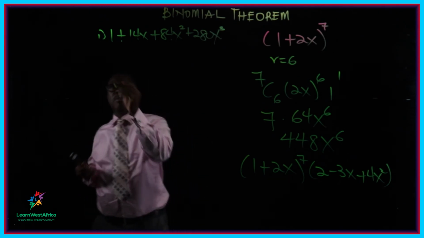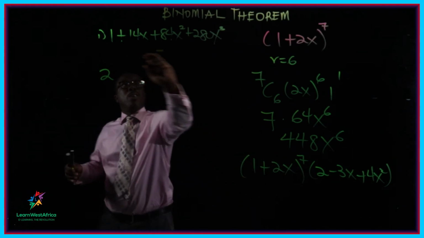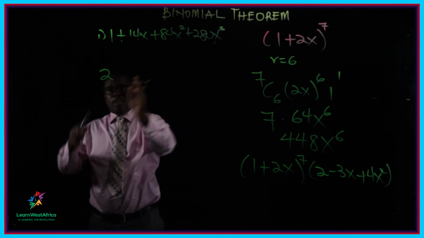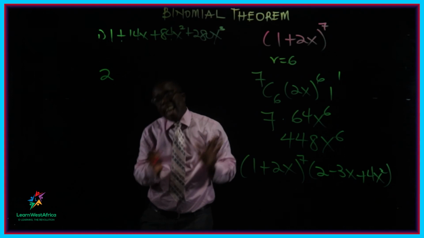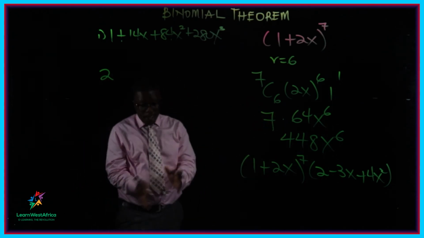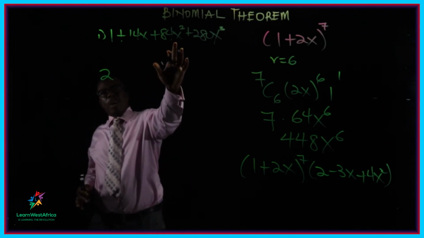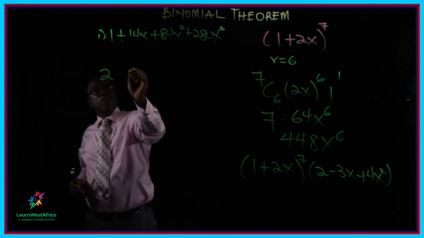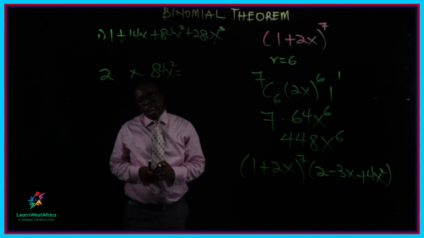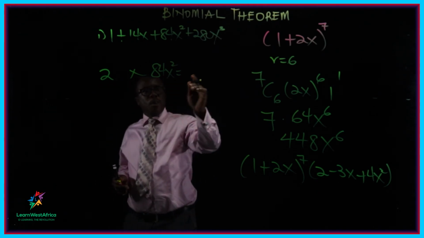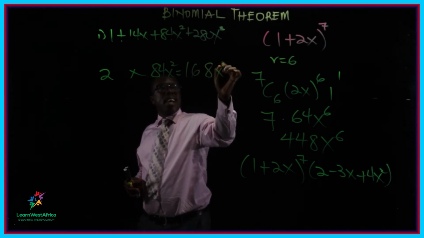So let's take 2. Since 2 has to multiply a component in the expansion, which of these terms will we multiply by 2 to produce an x squared term? That's what we want, an x squared term. Obviously, this is the one that has the x squared term. So 2 will multiply 84x squared. And what do we get? 2 times 4 is 8, that's going to give you 16. So we have 168x squared.